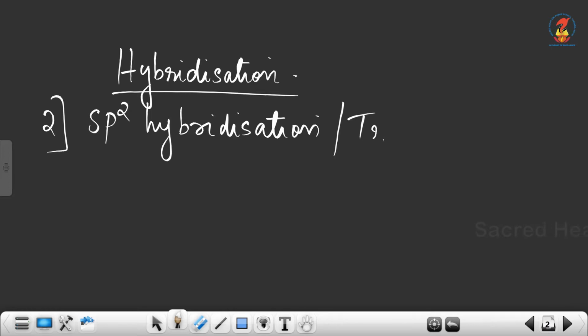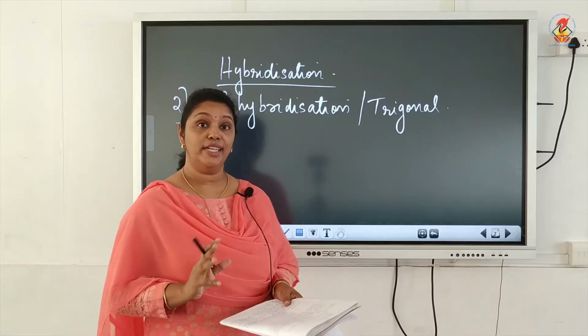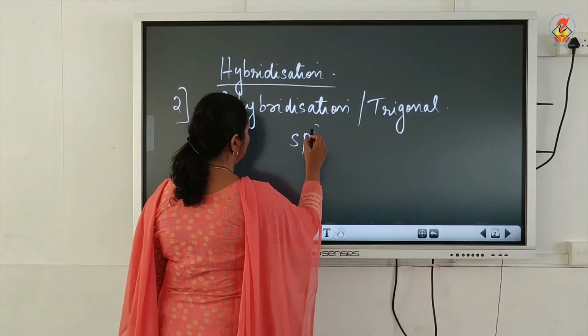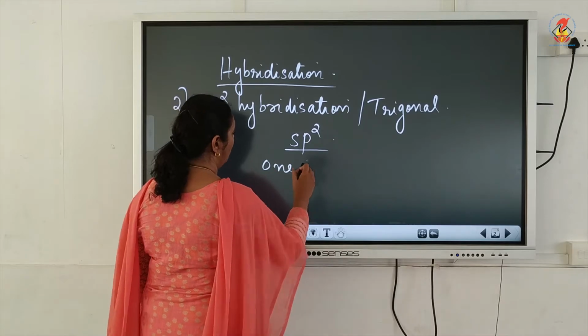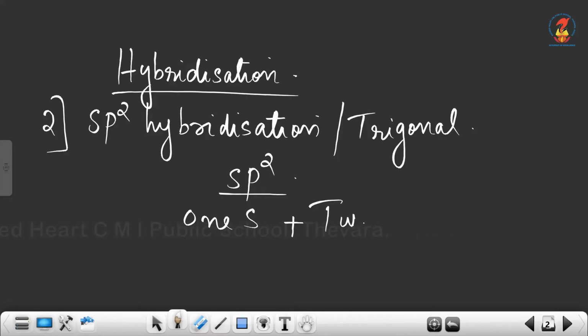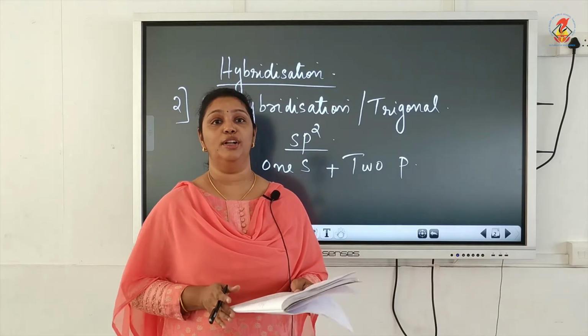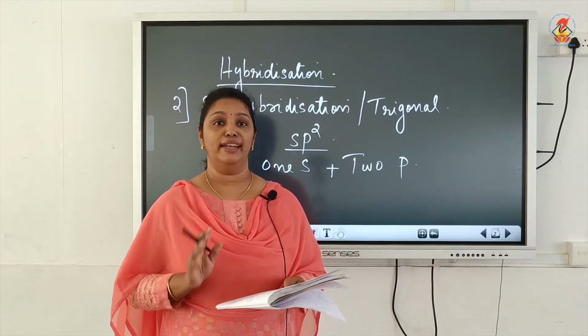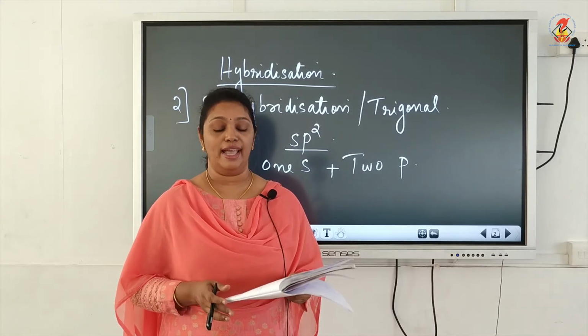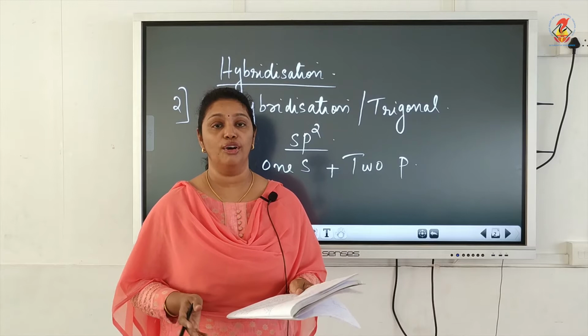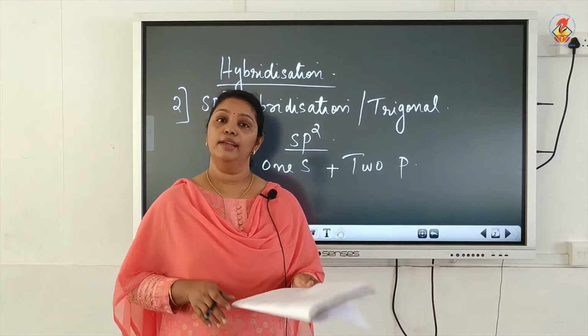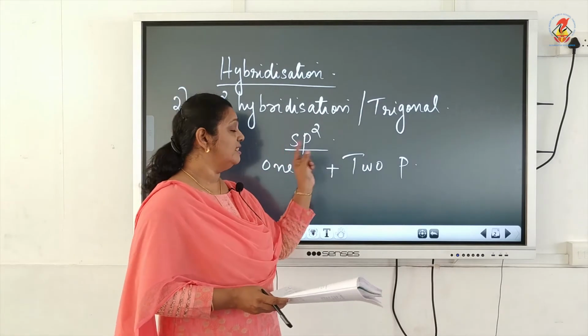or trigonal hybridization. Sp2 or trigonal hybridization. Now from the name itself, Sp2 means one s orbital and two p orbitals will overlap or hybridize to form three new hybrid orbitals of equivalent shape and energy, and we call this Sp2 hybridization or trigonal hybridization.